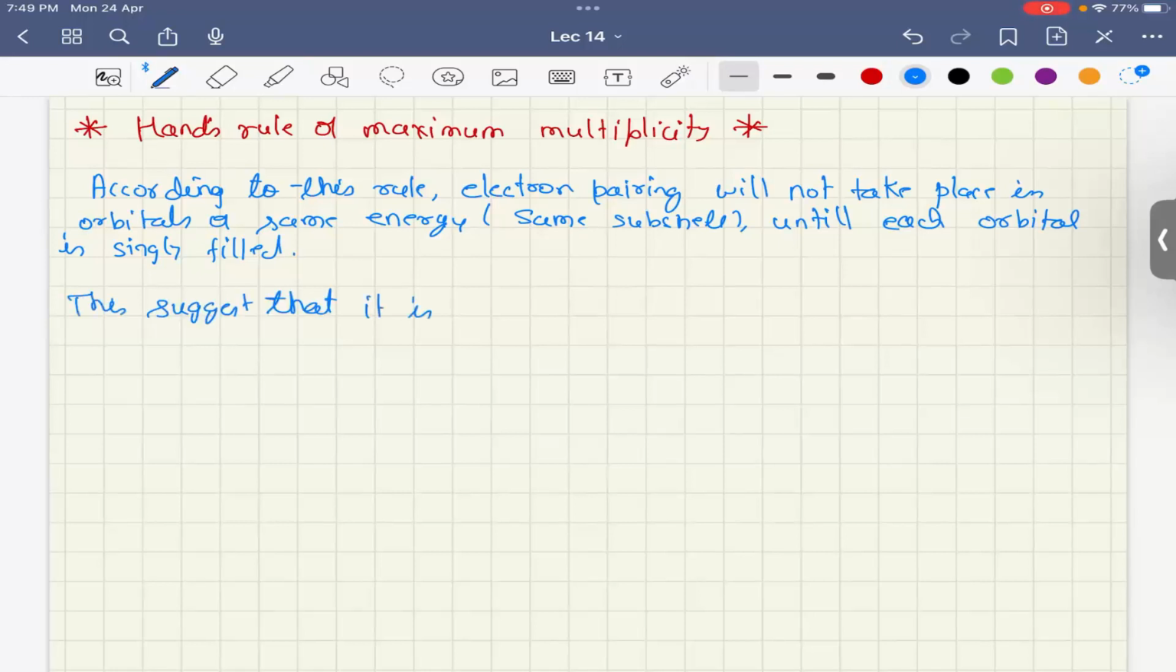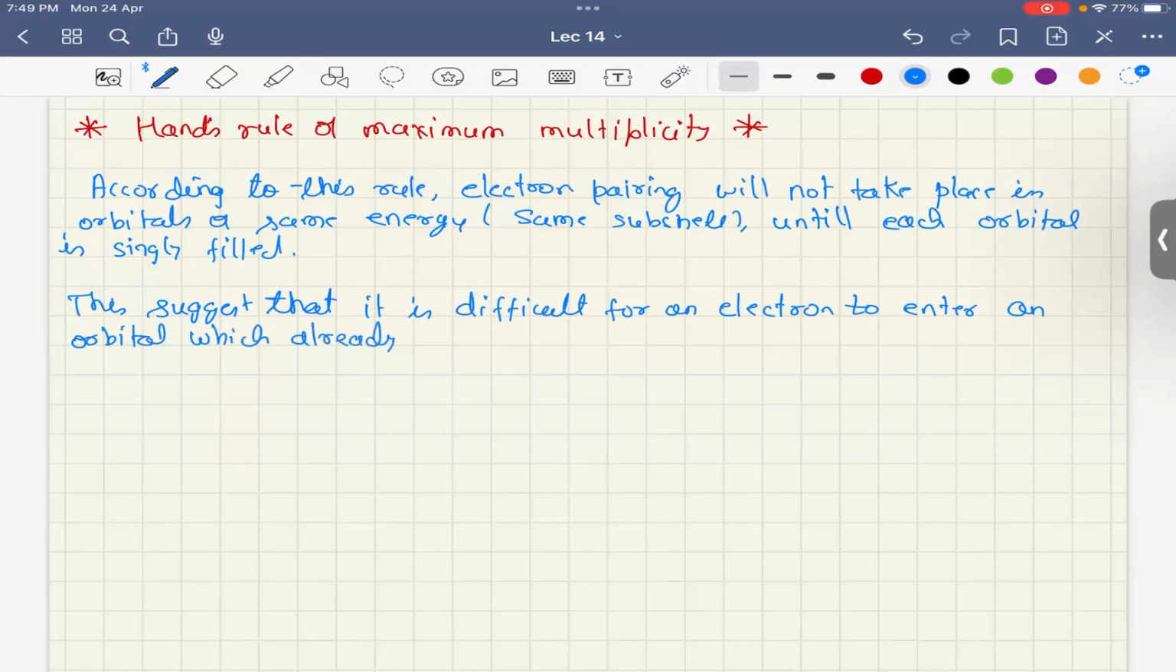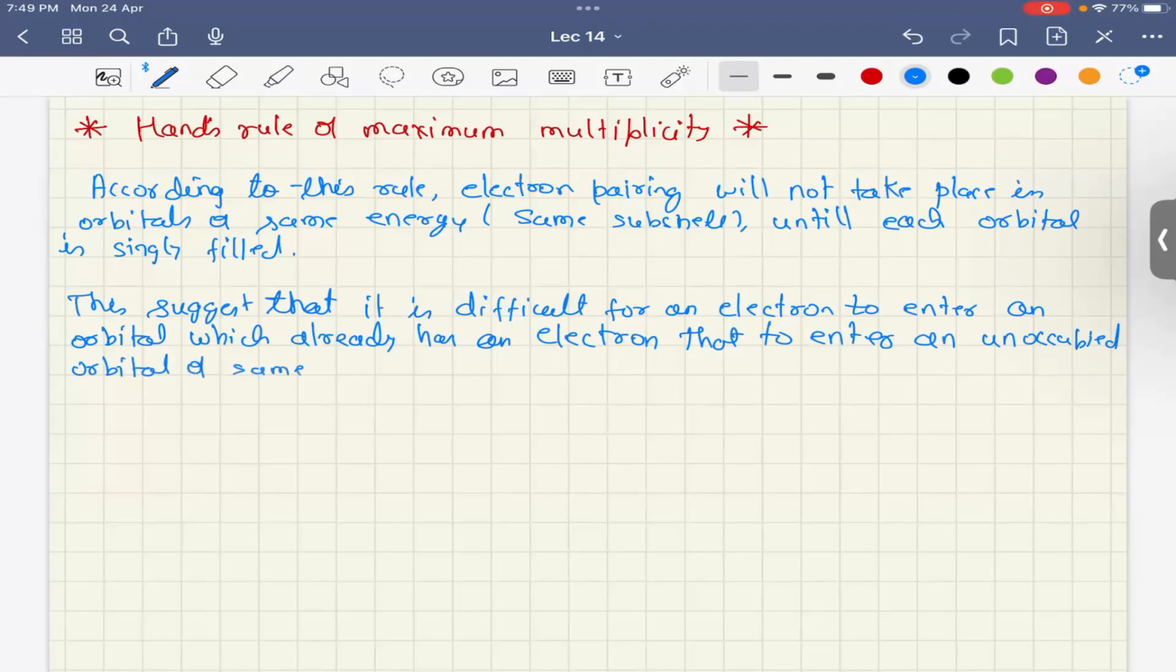This is to be expected because there would be some repulsion between the electrons since their charge is the same. So this principle is very important in guiding the filling of p, d, and f orbitals, which have more than one kind of orbital.